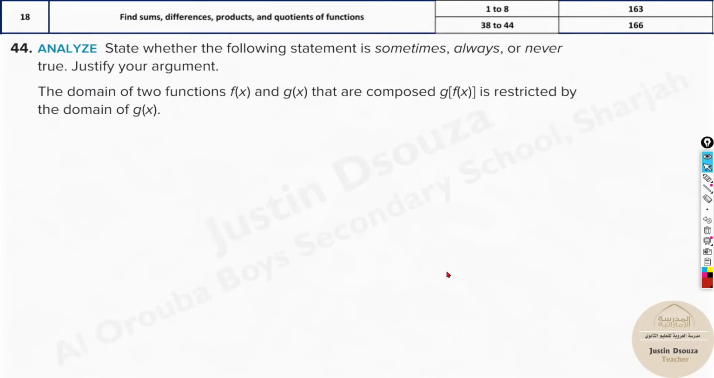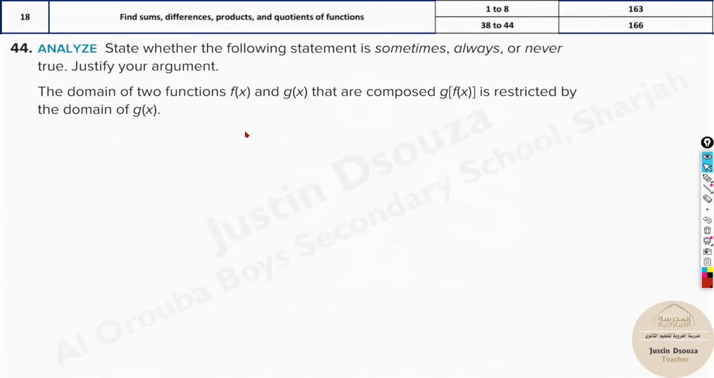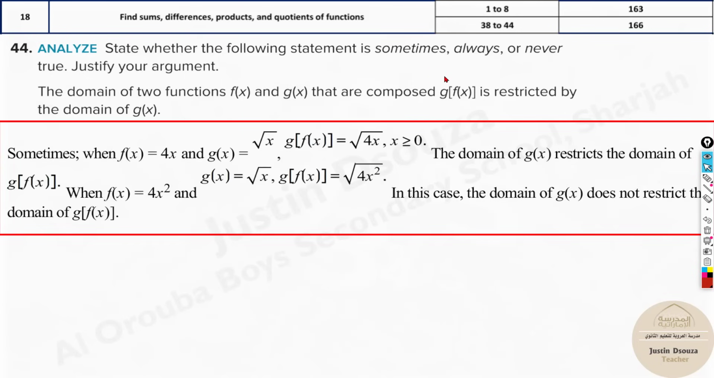So we are in the last problem here. We need to state whether the following statement is always or never true. Justify your argument. The domain of two functions f of x and g of x, composed as g of f of x, is restricted by the domain of g of x. Okay, I don't think so. See, we just now saw some problems, right? Over here, the domain sometimes is not restricted, sometimes it is.